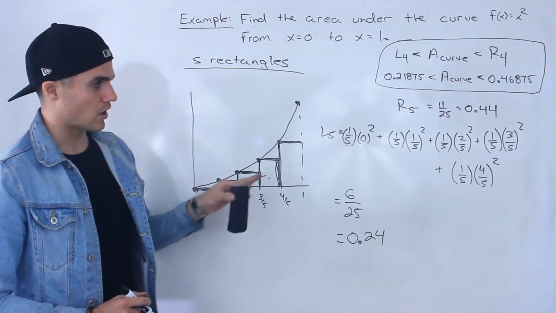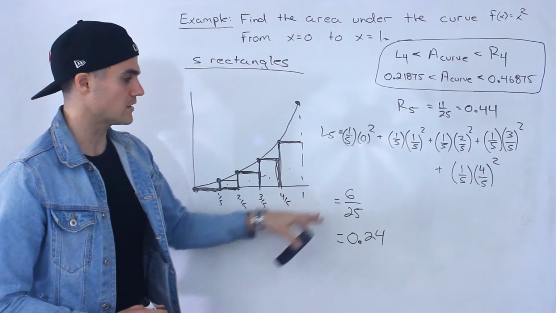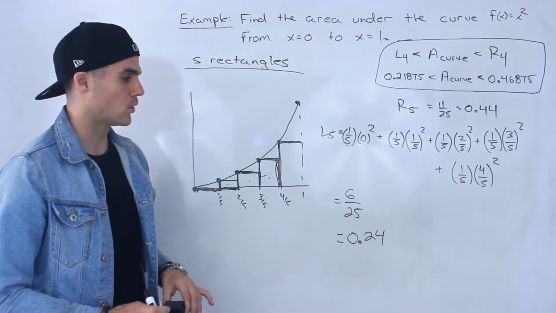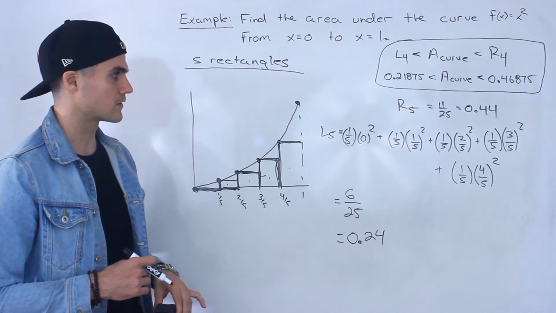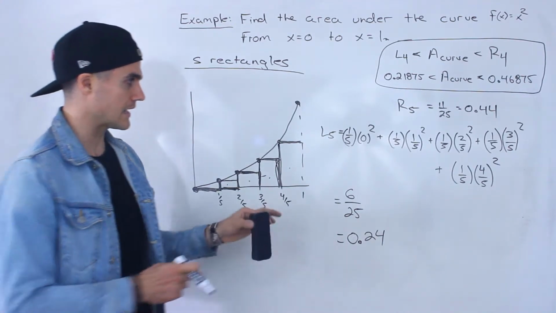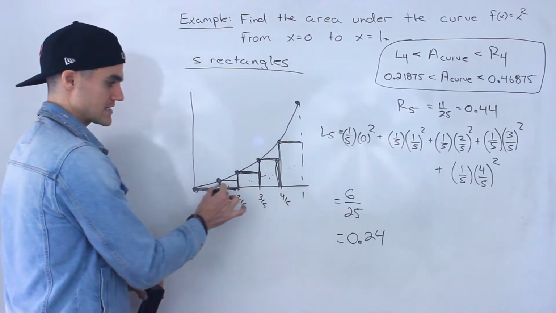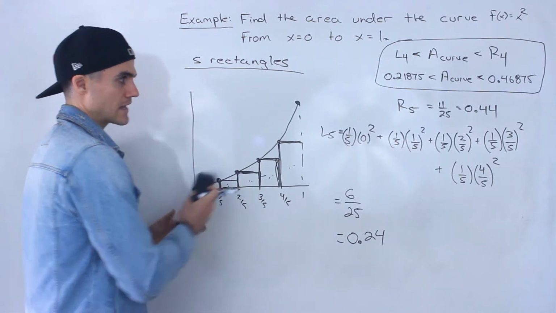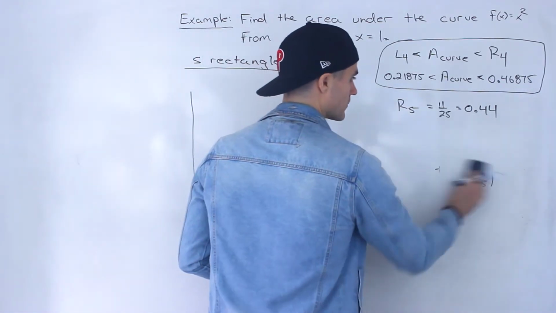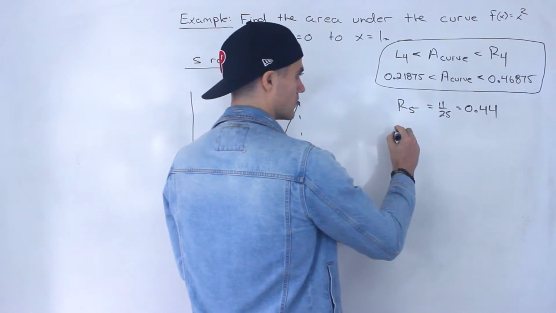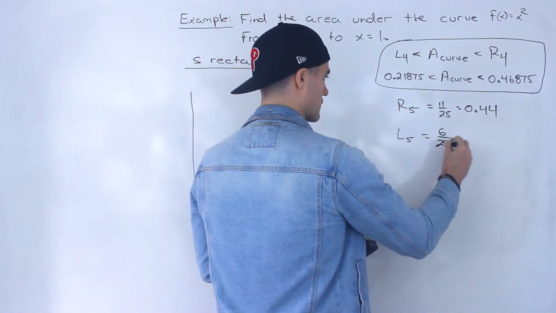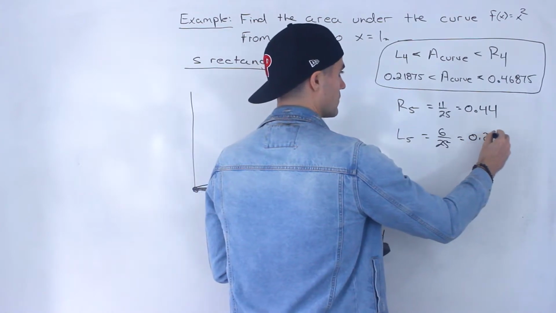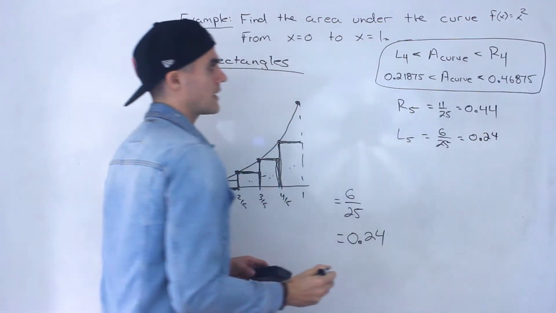And when you end up doing all of that in your calculator, you would end up getting 6 over 25 or 0.24. Right, so that is the sum of these areas here, of these rectangles. So that's going to be L5. Let me write it up here. L5 is 6 over 25, which is 0.24, like that.